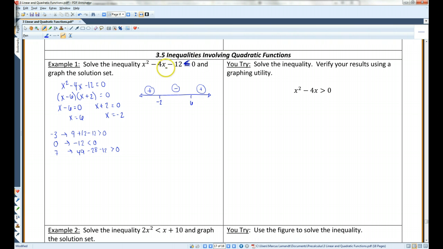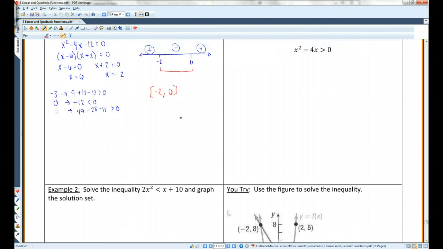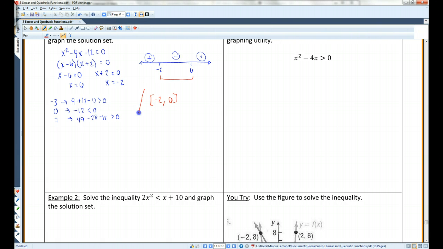Now we are looking for the solution when this is less than or equal to 0. This is less than or equal to 0 from negative 2 to 6. So that is our solution set. Make sure you include negative 2 and 6 because at negative 2 and 6 the function equals 0. Now if it was not underlined, then we would use regular parentheses. Box this.